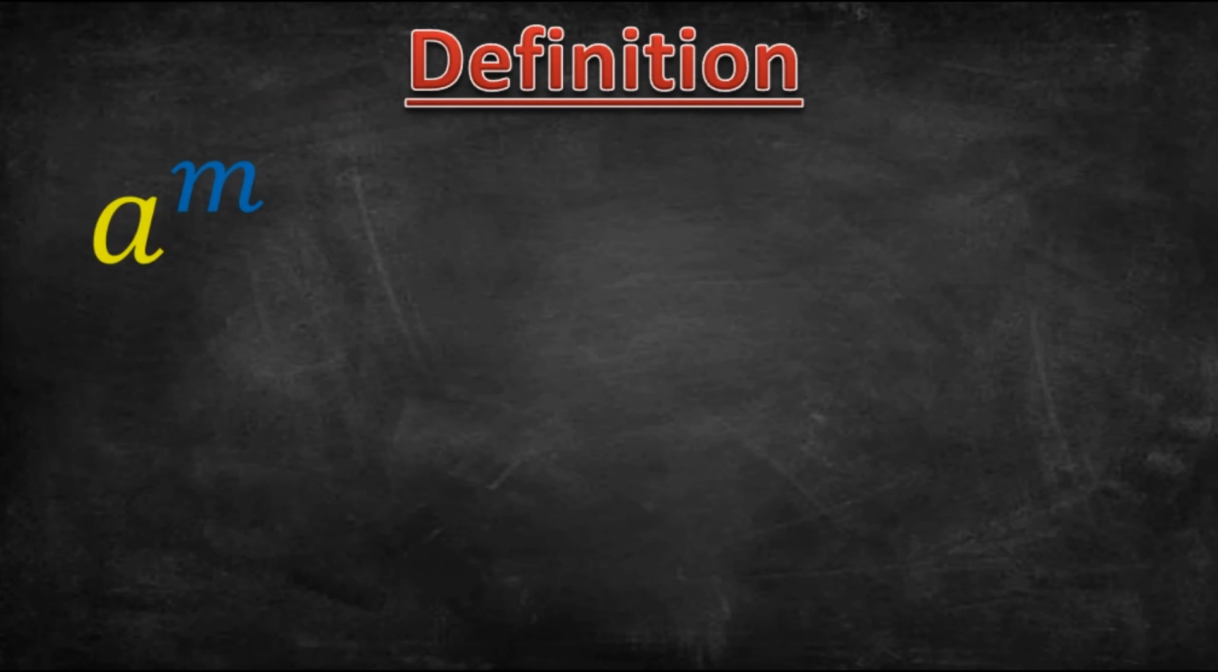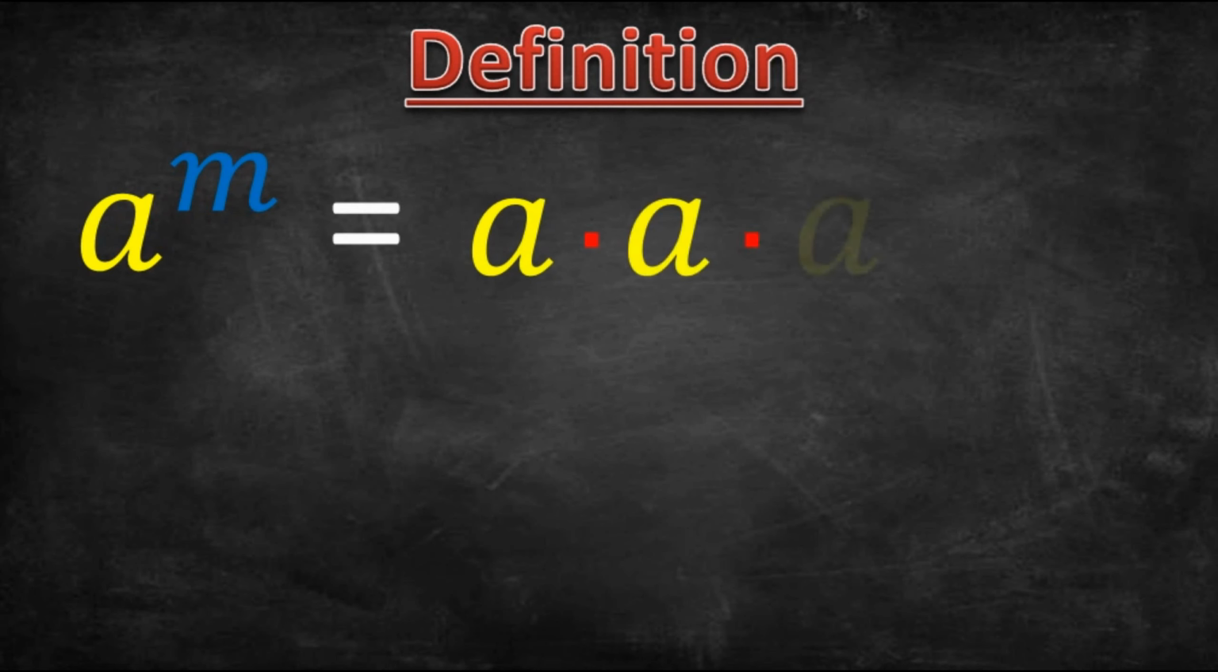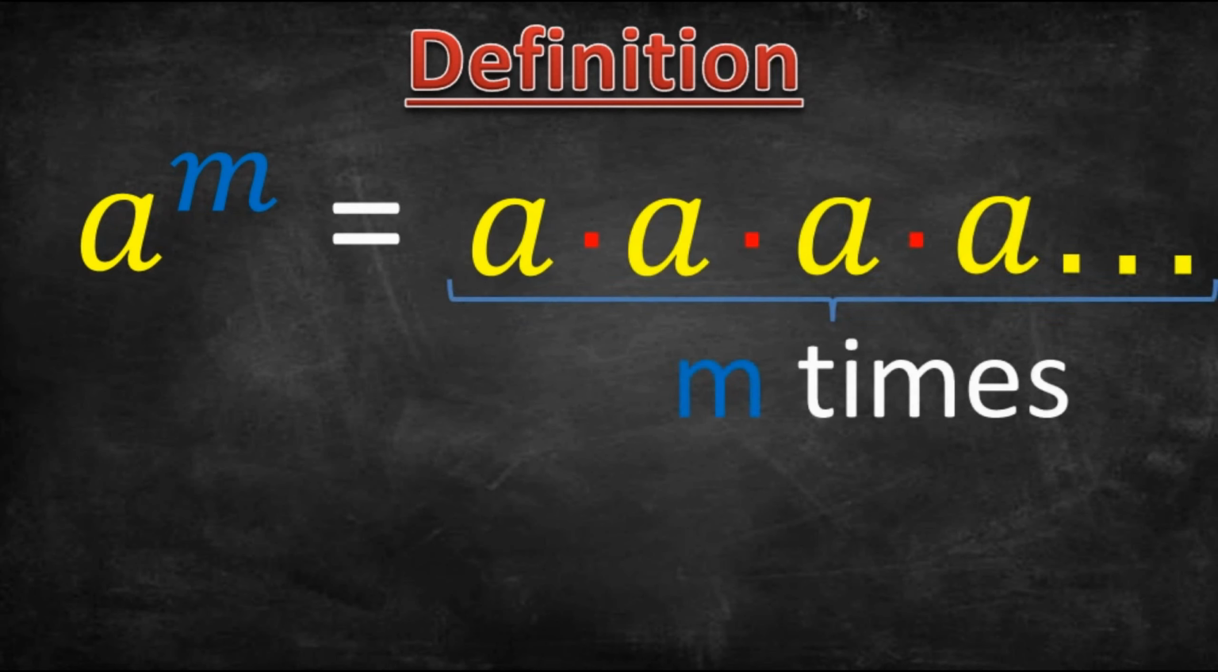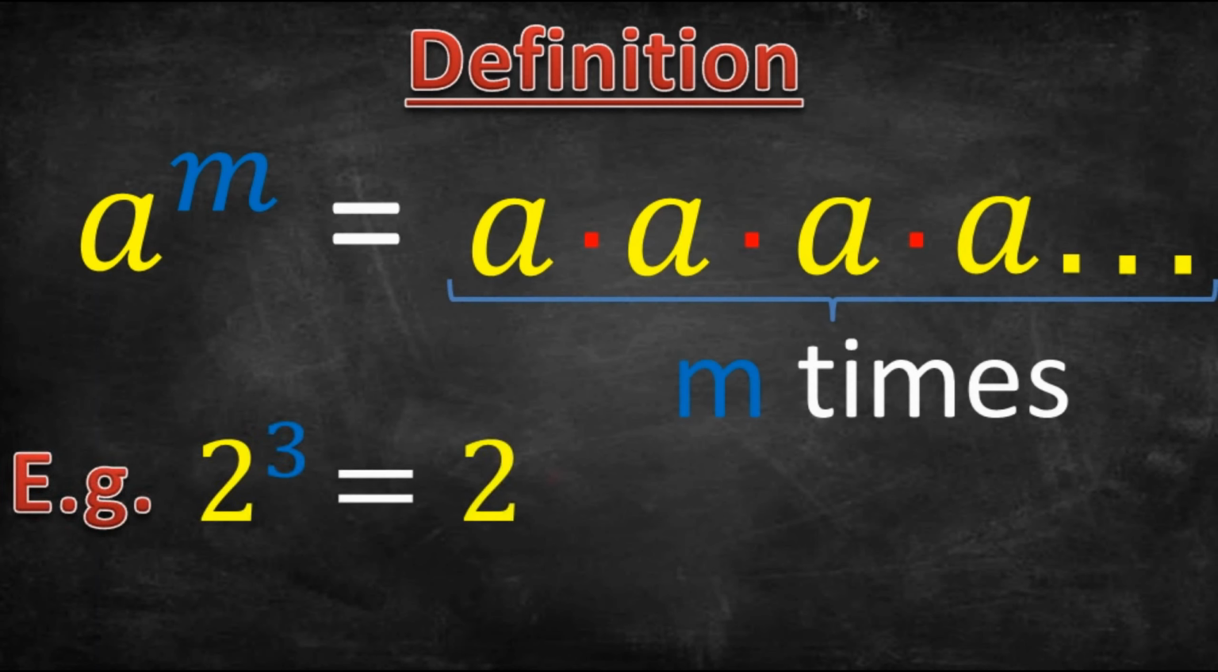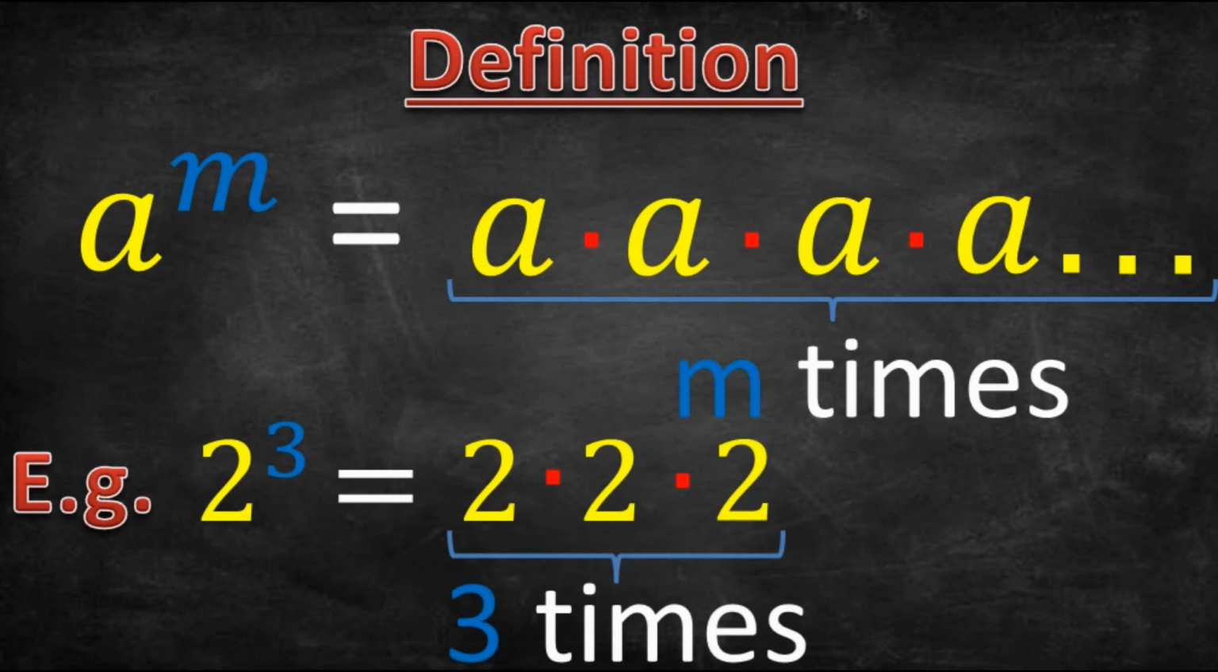Let's look at the definition of an exponent. A to the m means that we are multiplying a by itself m times. Let's take an example. 2 cubed is equal to 2 times 2 times 2. In other words, 2 multiplied by itself 3 times, and we know that this is equal to 8.